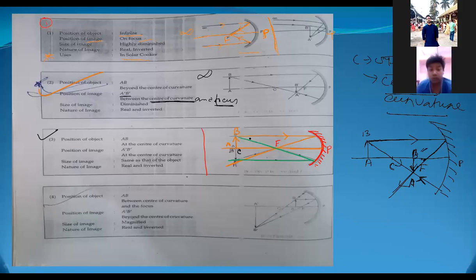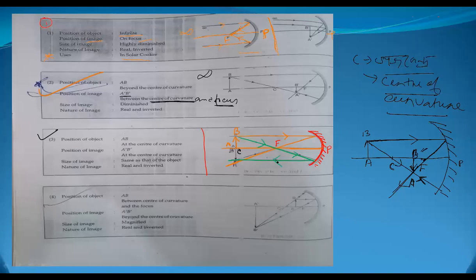The ray which is coming parallel to the principal axis, after striking it will pass through the focus. The ray which passes through the focus, after striking, it will be parallel to the principal axis. Clear, all of you, up to this? Sir, yes. Now see, this is the point of intersection.